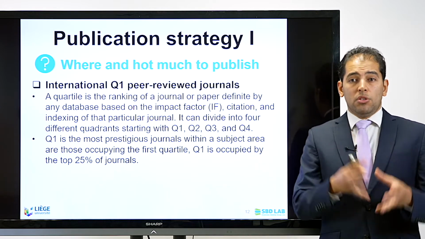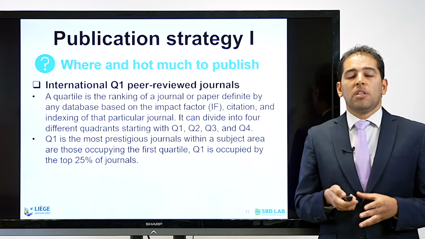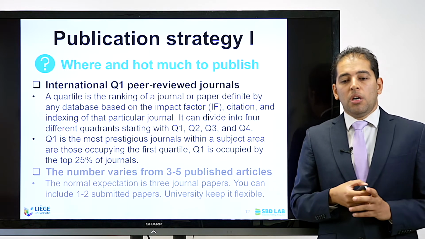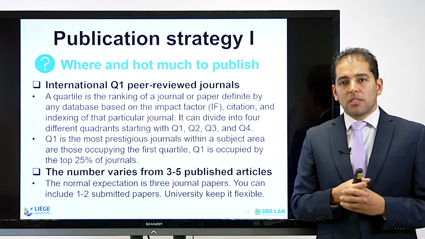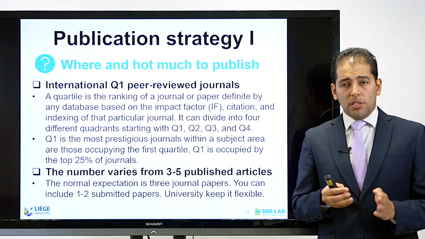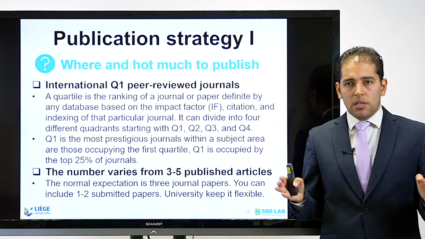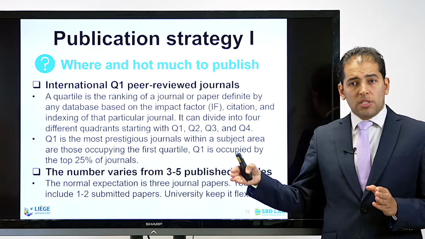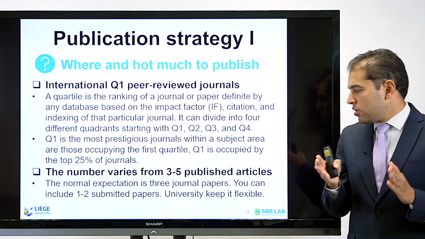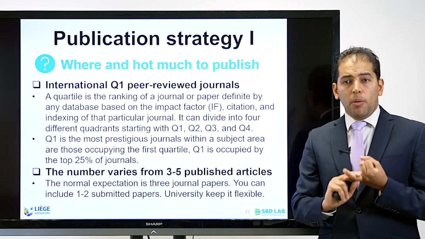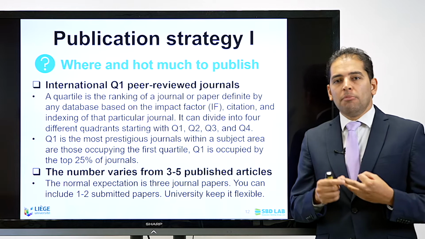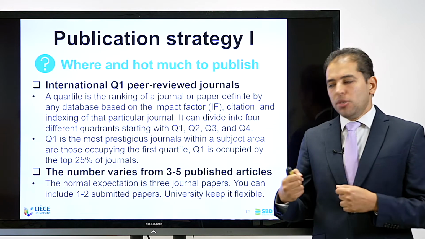So make sure that you are publishing your articles in these Q1 journals with an impact factor, and normally the number varies. The minimum is 3 journal articles, never less than 3, and it can go up to 5 or 6. But for you, just focus on 3. You need to have 3 published articles. At least 2 of them should be published already, and maybe 1 can be submitted or in the submission process.